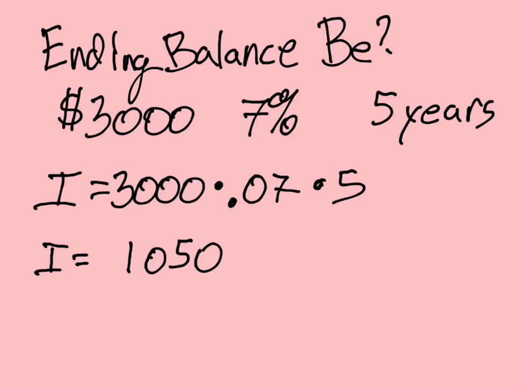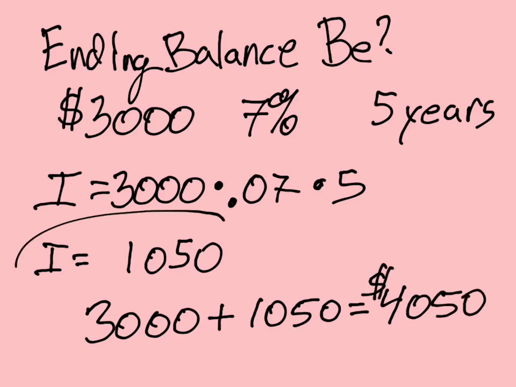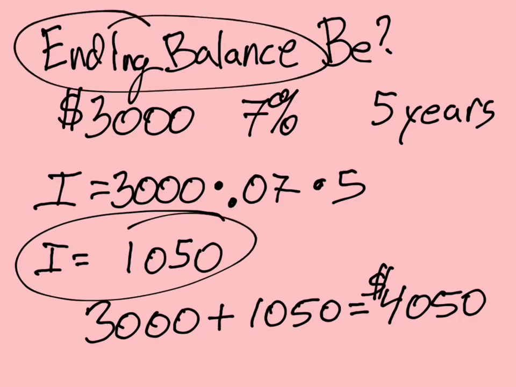Now that seems like a lot of money, and it is. 7% interest is pretty good, and leaving it in there for 5 years is quite a bit. And now we need to know our ending balance. Well, our ending balance is our principal plus our interest. So in this case, $4,050. Now you have to be really careful. Are they asking you for your interest or your ending balance? So that's the real careful thing you need to do.